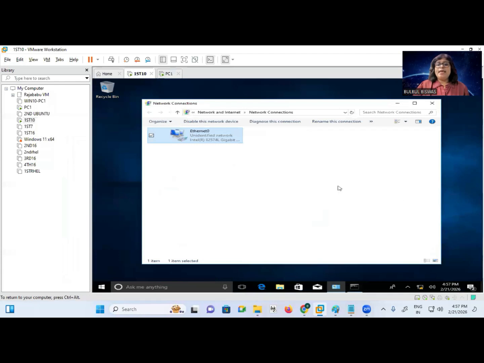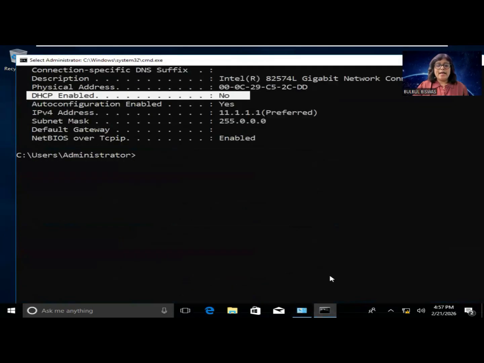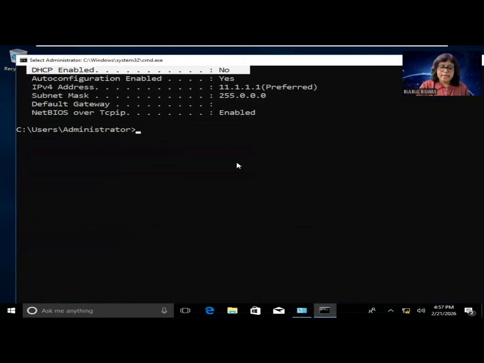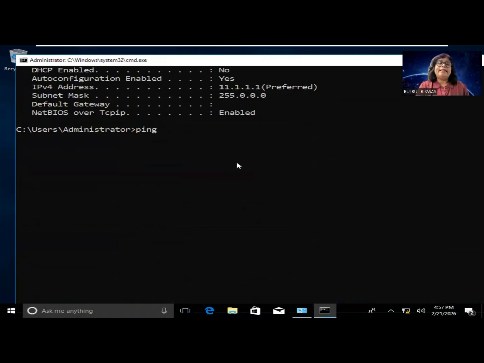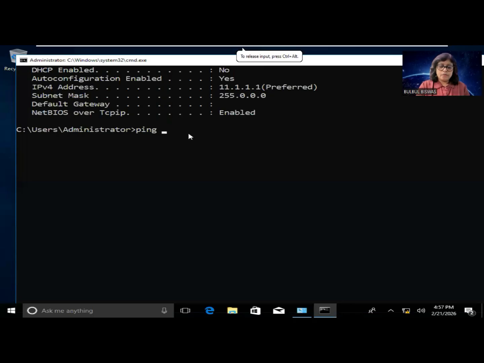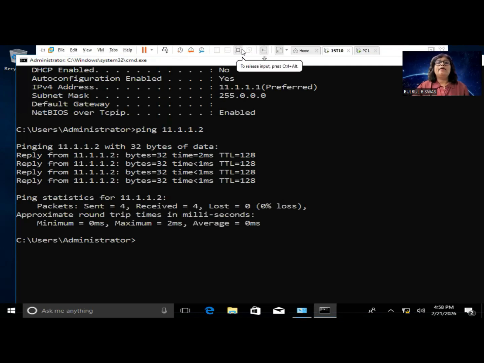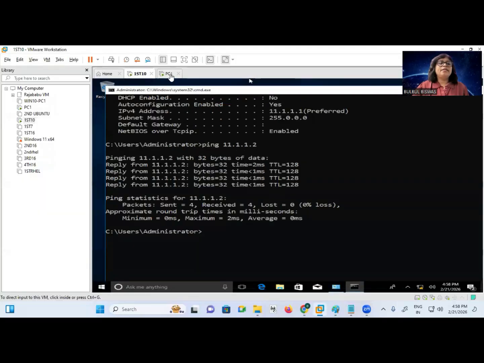Now, here we will see how to check the connectivity between two hosts. Whenever we are connecting hosts in a network and assigning IP addresses, we can check the connectivity by using the command ping, packet internet gopher. I am writing ping and the IP address of the other computer. I have another host in this network and the IP address of that host is 11.1.2. Am I getting the reply? That means this system is connected with this system. This PC is connected with this PC.